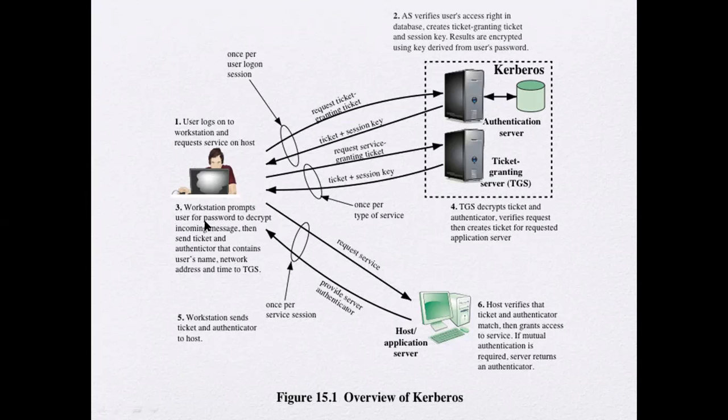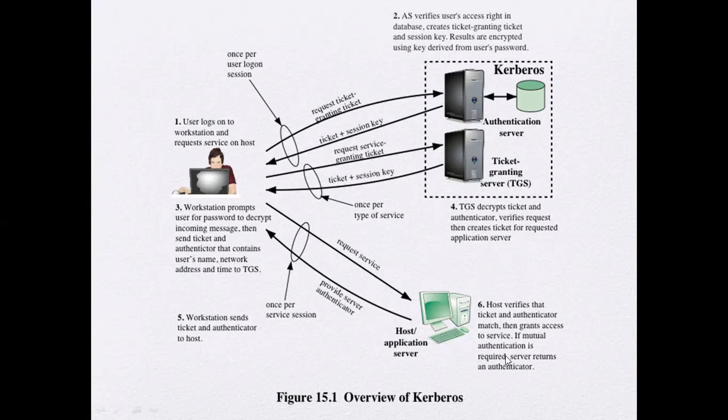Then in the third step, the workstation prompts the user for a password to decrypt the incoming message, then sends a ticket and authenticator that contains the user's name, network address, and time to the TGS. Next, the fourth step: the TGS, ticket granting service, decrypts the ticket and authenticator, verifies the request, then creates a ticket for the requested application server. In the fifth step, the workstation sends the ticket and authenticator to the host. And the sixth step is that the host verifies that the ticket and authenticator match, then grants access to the service.